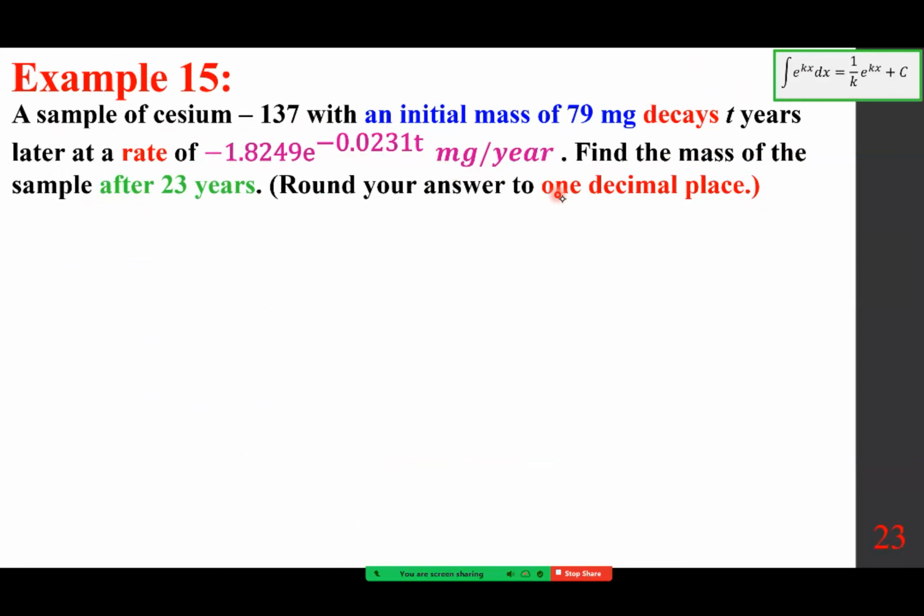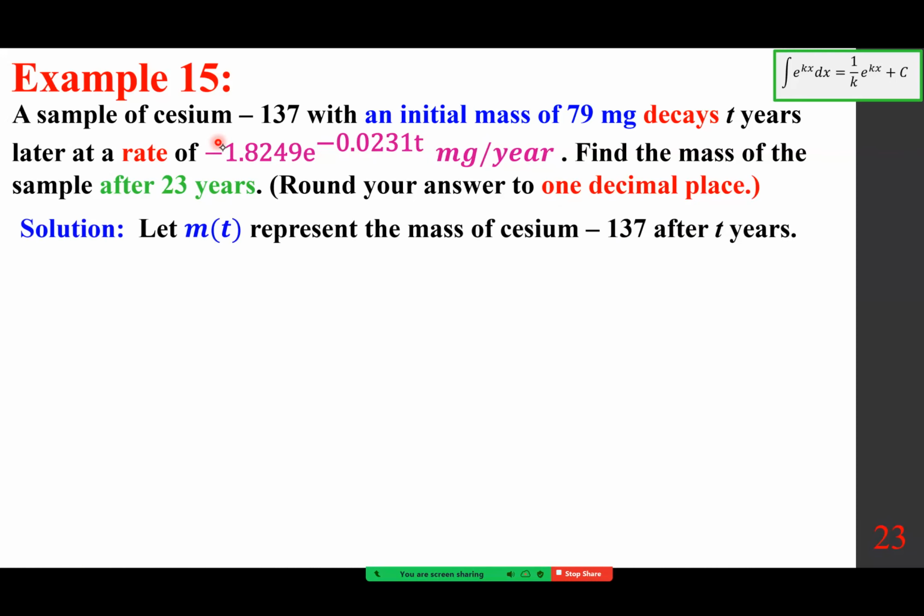So first, let M of t represent the mass, because M, therefore M of t. That's what they do in science and physics. If you said y of t, it's fine. If you said f of t, it's fine. Okay, M representing mass. So what is given?